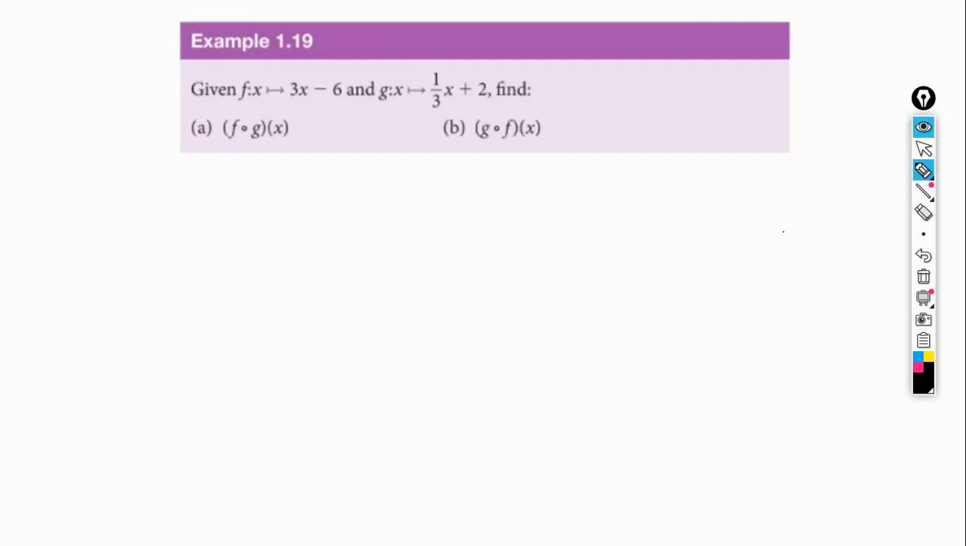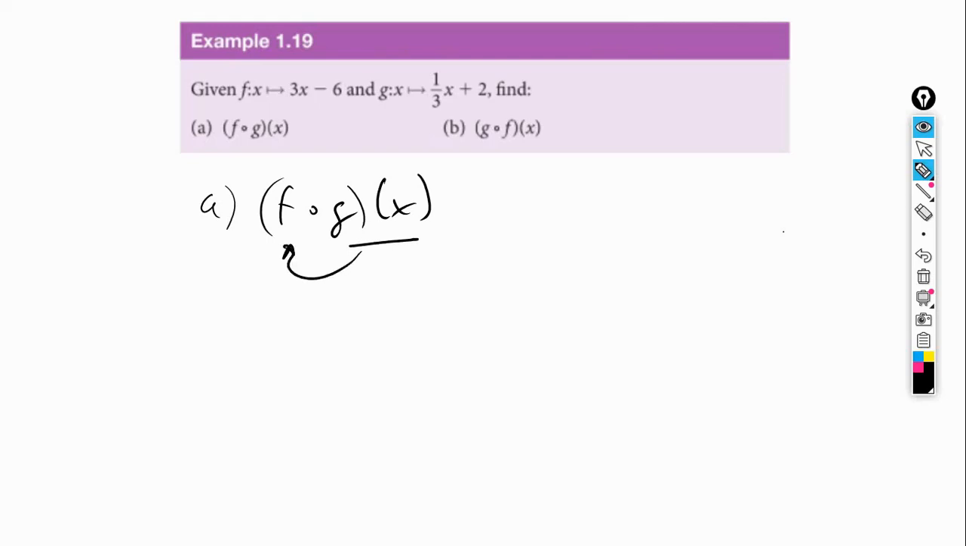So next we have example 1.19, and it says, given the function f such that x maps into 3x minus 6, and the function g such that x maps into 1/3 x plus 2, find a, f of g of x. So for a, we do f of g of x, but recall that that is the same as just plugging g of x in f of x.